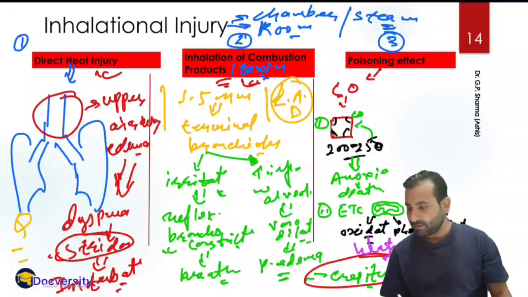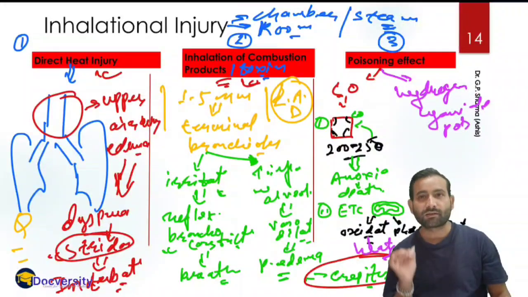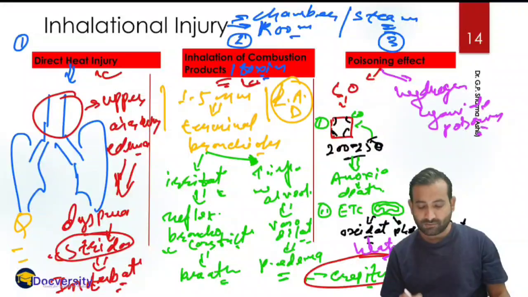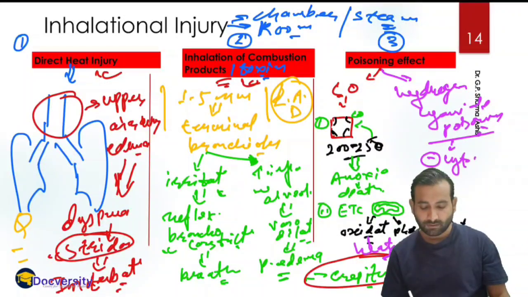At the same time, burns also produce hydrogen cyanide poisoning. Hope you understand, right? So what does the hydrogen cyanide do? This hydrogen cyanide also goes to the mitochondria and it inhibits cytochrome oxidase.